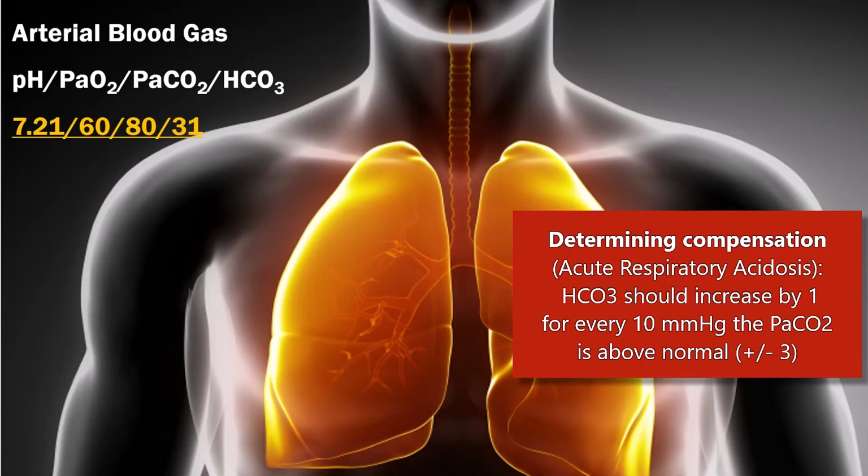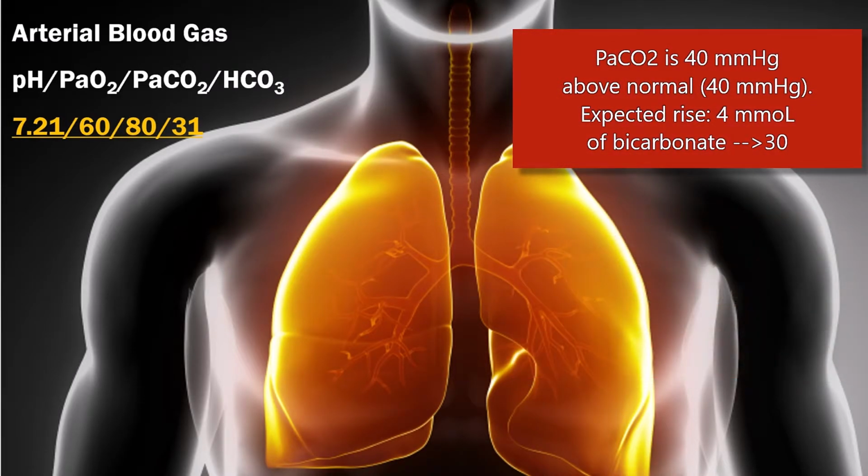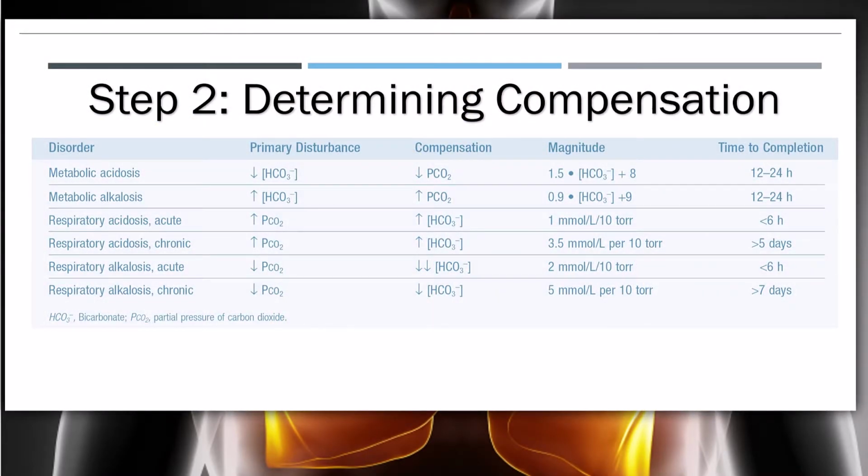For example, a patient in acute respiratory failure has a pH of 7.21, a PaCO2 of 80, and a bicarbonate level of 31. The recorded PaCO2 is 40 millimeters of mercury above normal, 40. Thus, the expected rise in bicarbonate should be around 4. With the normal range of 22 to 26, the expected increase should be 30. This falls within normal compensation if you take into account the correction factor.